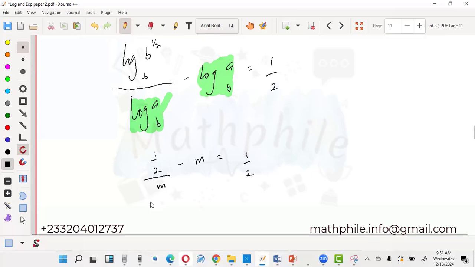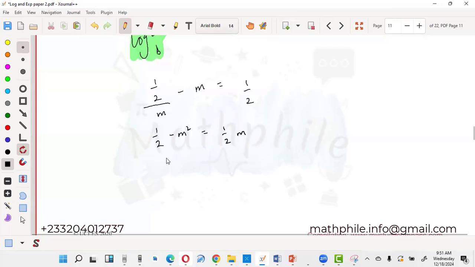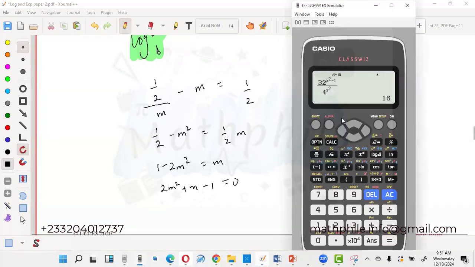So I can multiply everything by M. This gives you 1 over 2 minus M squared equal to 1 over 2 M. Is that okay? So multiply everything by 2 again. So 1 minus 2M squared equal to M. So I see where my mistake is now. So 2M squared plus M minus 1 equals 0. I took the 2 and put it on the side.